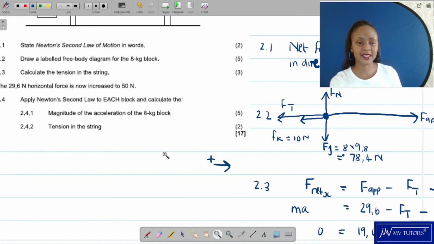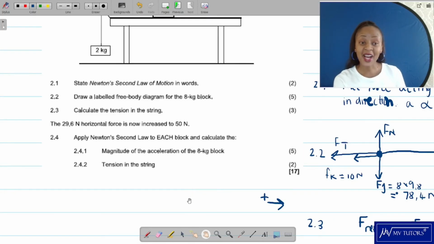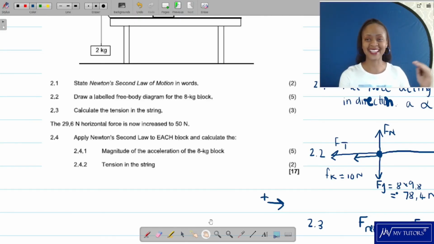Alright, now let us see what else we need to answer here. Now they're saying the 29.6 Newton horizontal force is now increased to 50 Newtons. So there we go, that external force being applied is applied to the right. And then all the blocks are also going to move to the right.